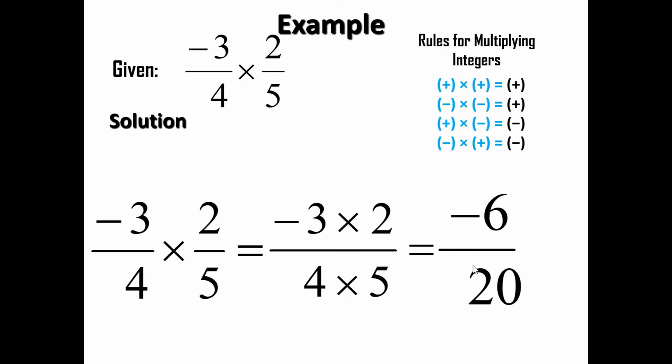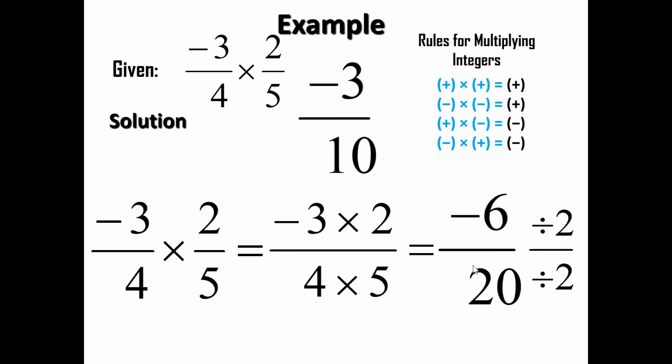In this case, we need to simplify the answer -6/20. Kailangan yung sagot natin ay naka-simplest form. Ang gagawin, divide natin both numerator and denominator ng 2. 2 is the common factor. So 6 divided by 2, meron tayong -3, and 20 divided by 2 is 10. Ang ating sagot ngayon ay -3/10.